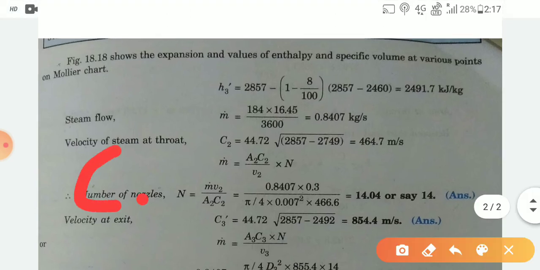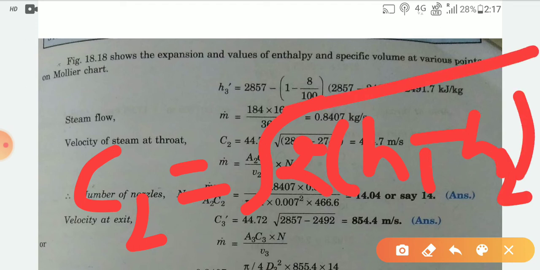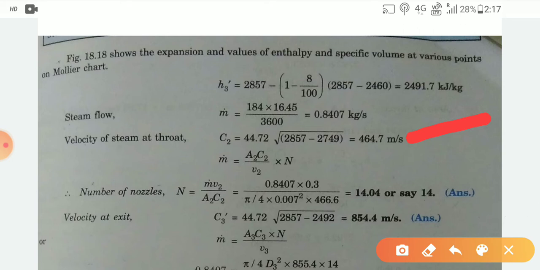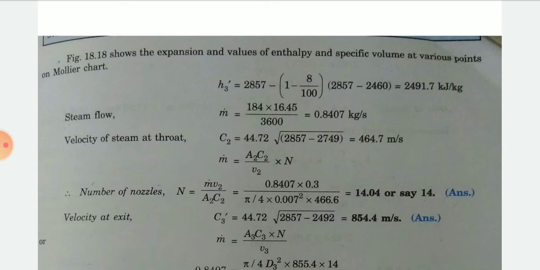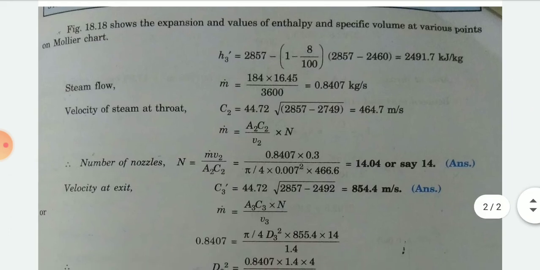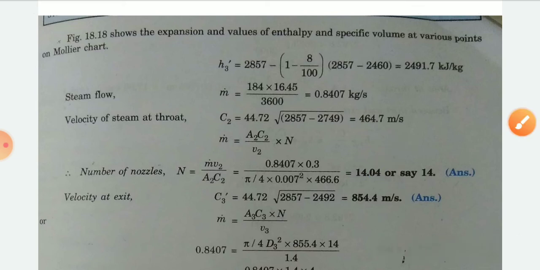So C2 you can find, C2 equals root of 2 (H1 minus H2). H1 you can find using the Mollier chart, and H2 also using the Mollier chart. So put these values, you can find C2. C2 is 464.7 meter per second and mass flow rate is 0.8407 kg per second. Put these values in this final equation, you can find the number of nozzles. So the number of nozzles is 14.04. That means you can say 14 nozzles. That is your first part solved here.